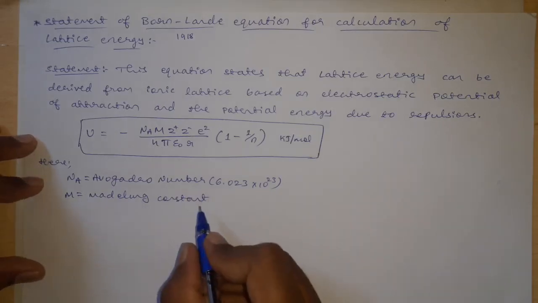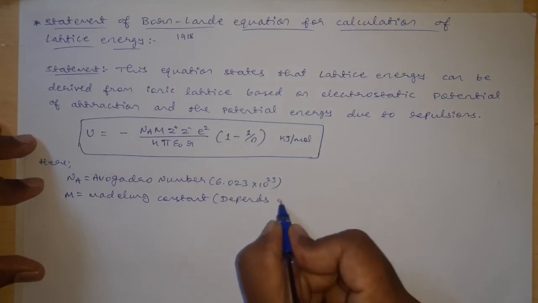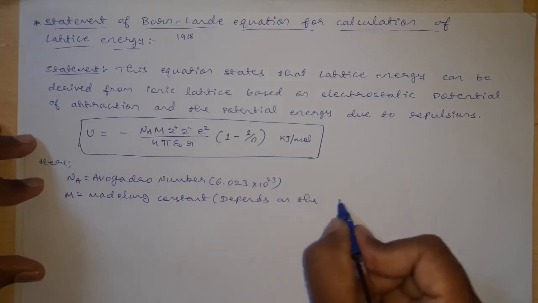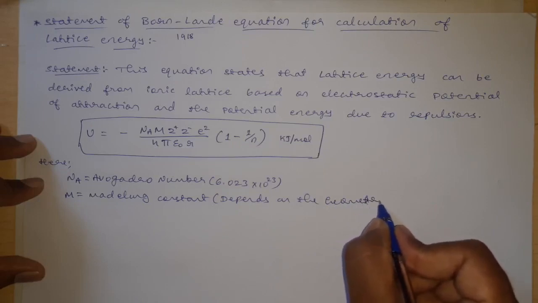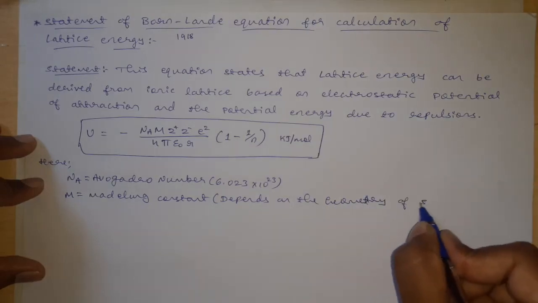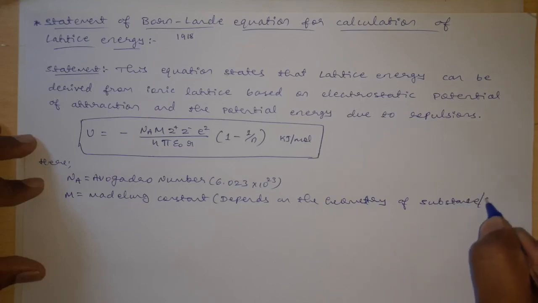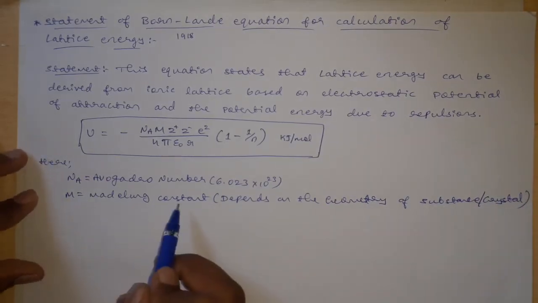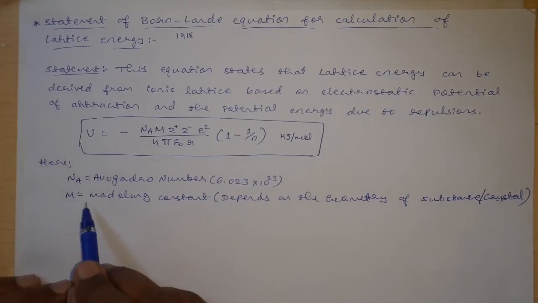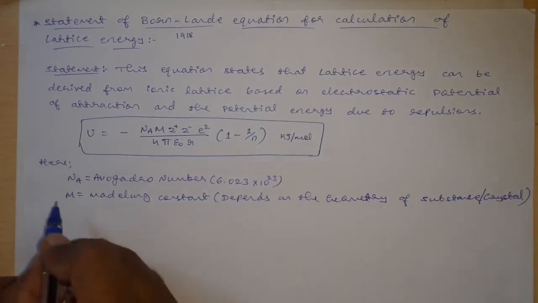M is a Madelung constant, and it completely depends on the geometry of the substance, or we can say a crystal. This M is nothing but a Madelung constant, and the value of this Madelung constant completely depends on the geometry of the substance or a crystal.